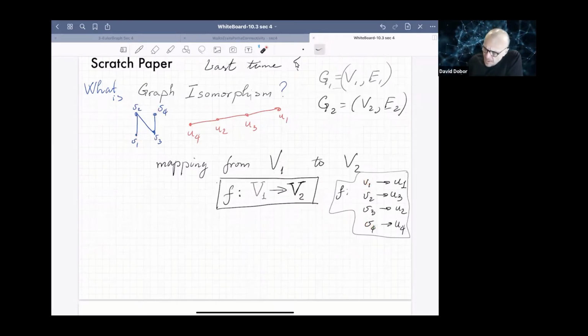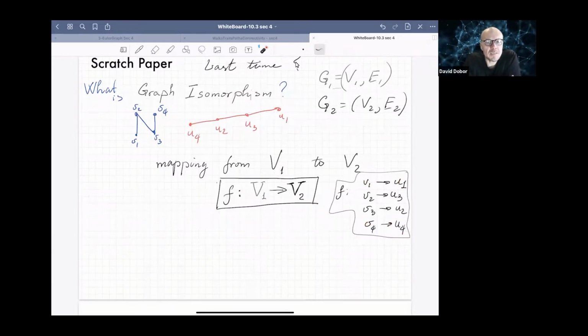Then they must map to vertices that are not connected by an edge in the image graph in G2. So for example, V1 maps to U1, here it is. V4 maps to U4, here it is. Those guys are not connected by an edge, this guy and this guy. And that should hold for every pair of vertices. Does that make sense? That's what an isomorphism is.